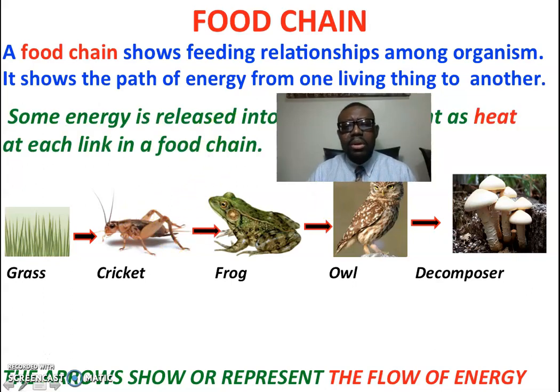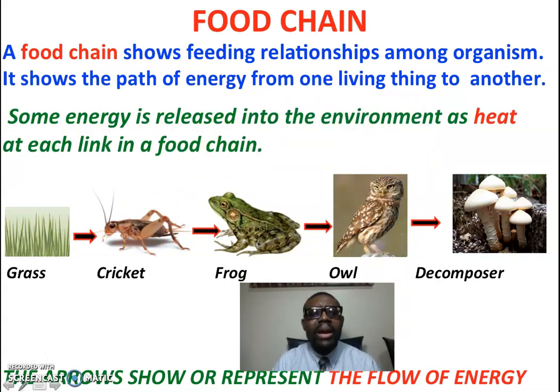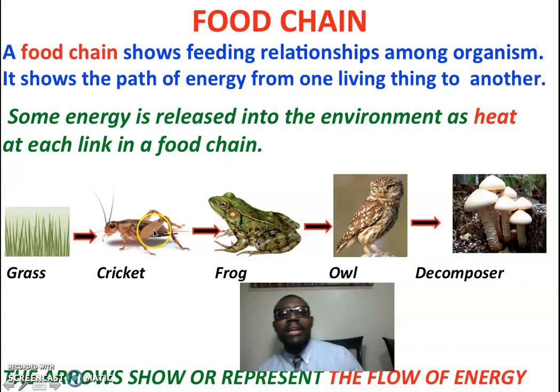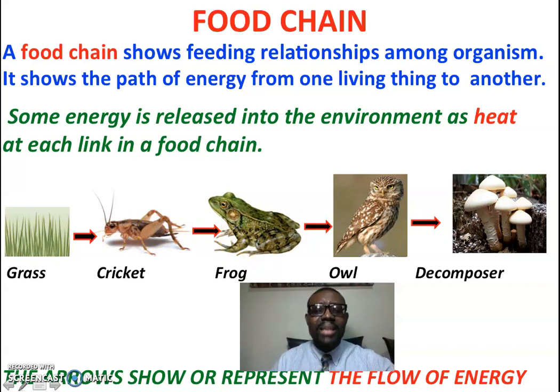We should also point out that some energy is released into the environment as heat. At each link in the food chain, some energy is released into the environment as heat. So not all the energy from the grass gets to the cricket, because some of the energy is converted to heat. And not all the energy from the cricket will get to the frog, because some of the energy will be converted to heat.